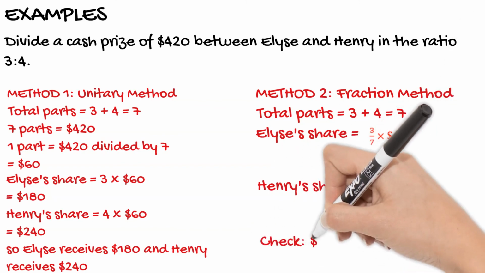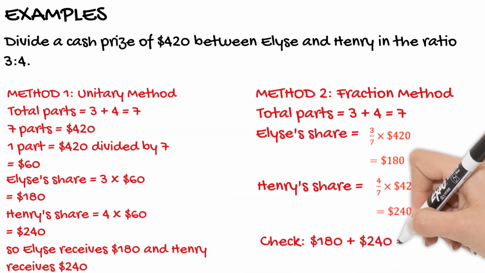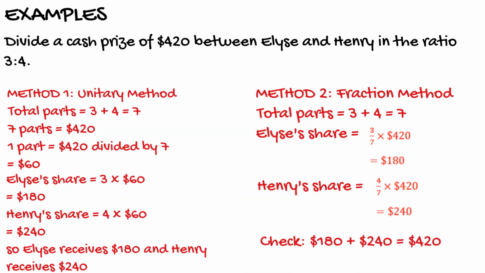In this case, I think it's important to show that you've checked that each of their parts adds up to the total, because if it doesn't, obviously you've made a mistake and you need to go back and have a look where that's happened.